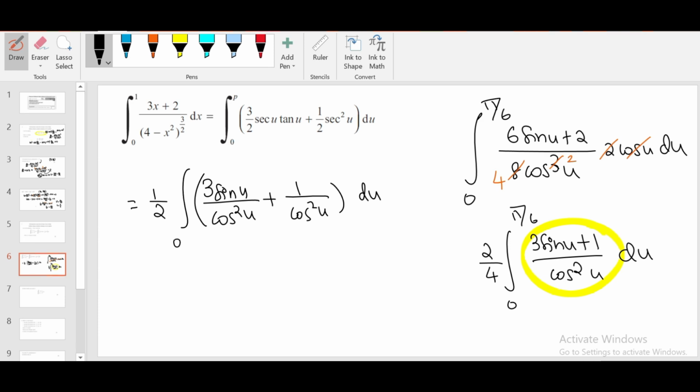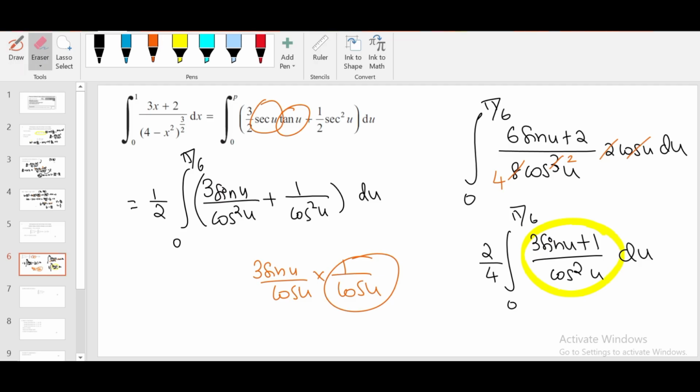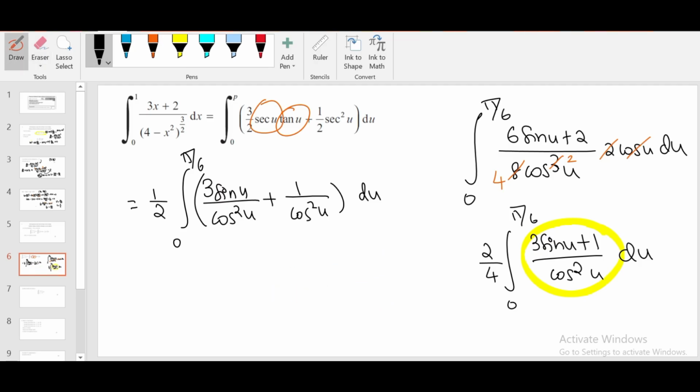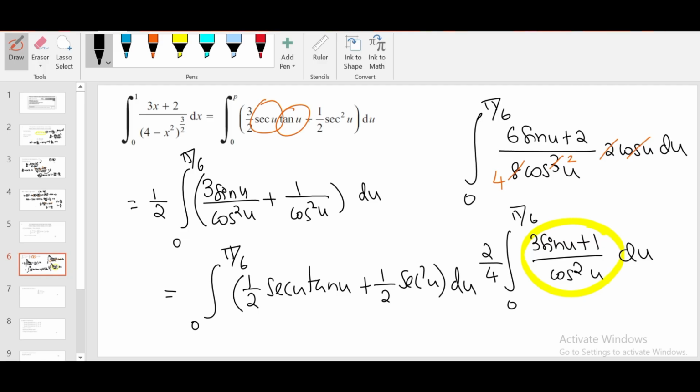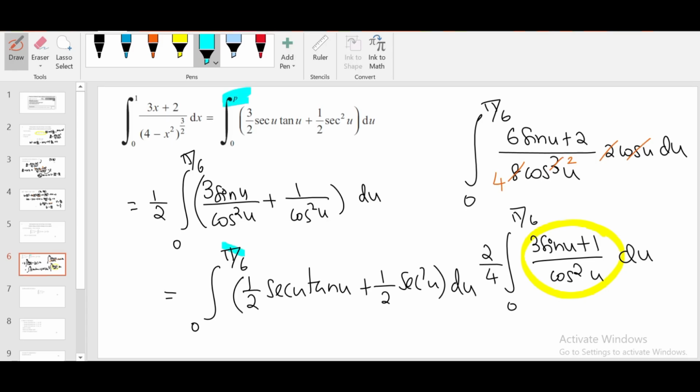I think we almost got the answer. So sine over cos square, you can split it as sine over cos times 1 over cos. Split the cos square into cos times cos. Sine over cos is tan, you will get tan u. 1 over cos is secant u. That means we got the answer already. Multiply throughout by 1 over 2. We get, from 0 to pi over 6, 3 over 2 secant u tan u plus 1 over 2 secant square u du. That's all. So here p is equal to pi over 6.